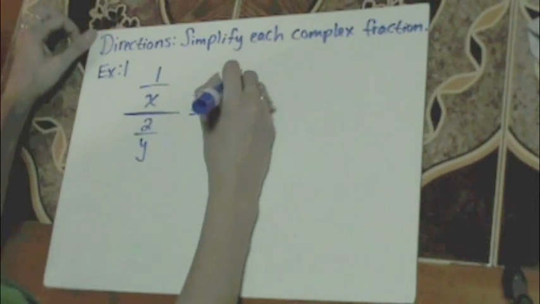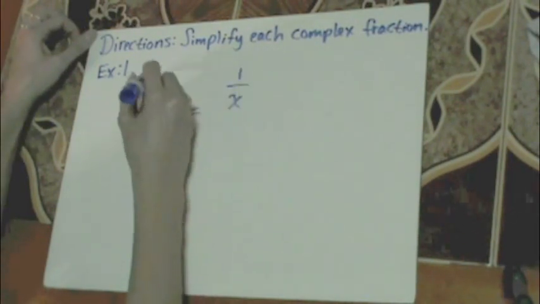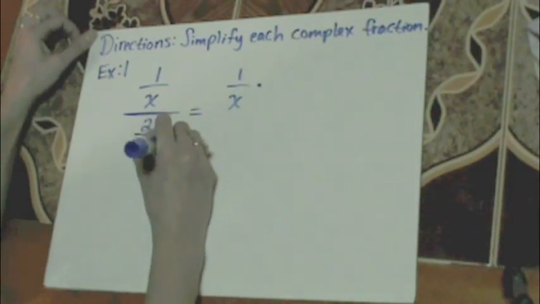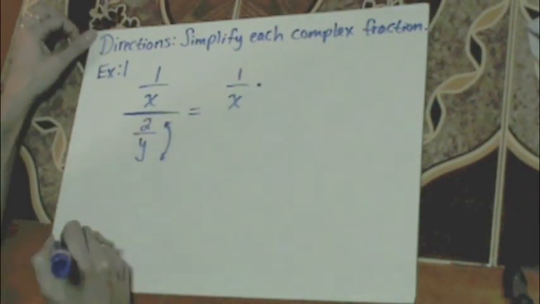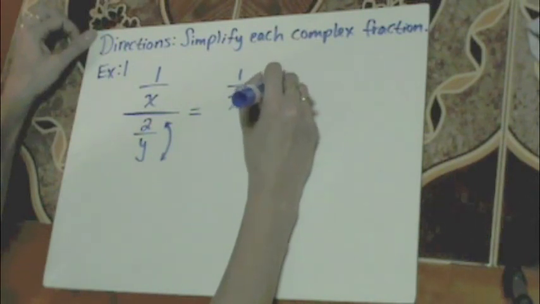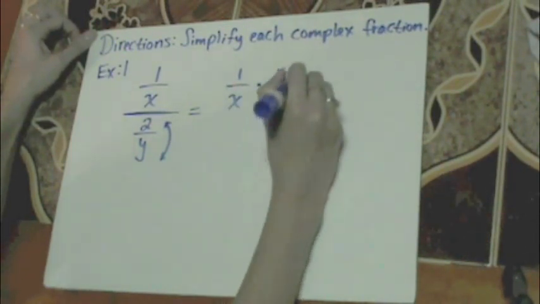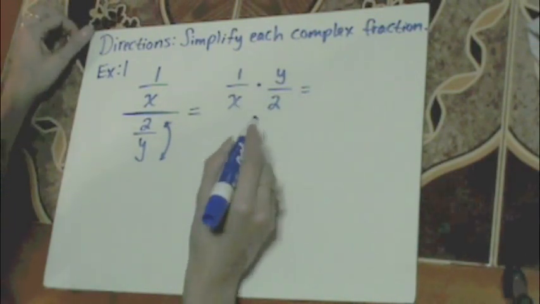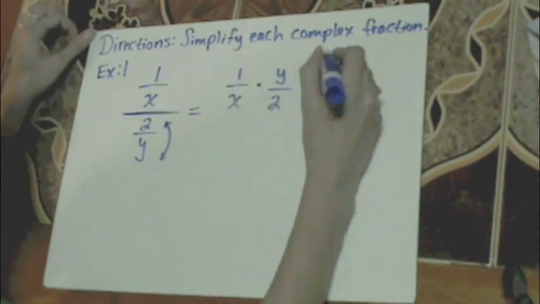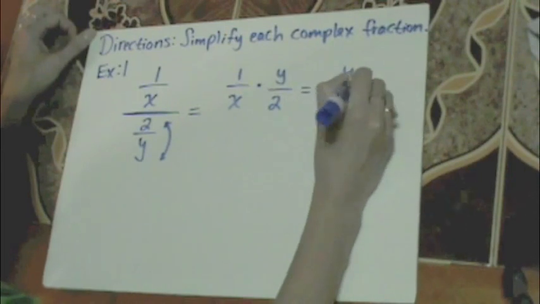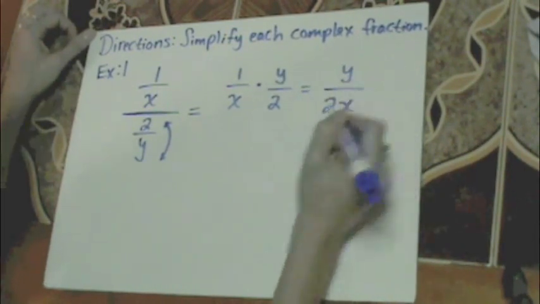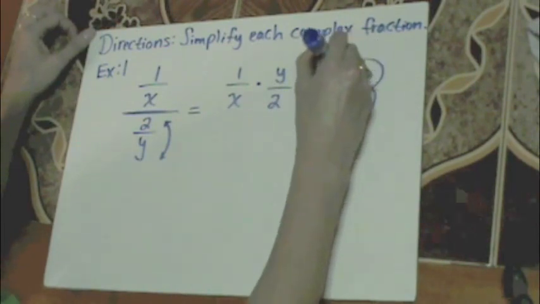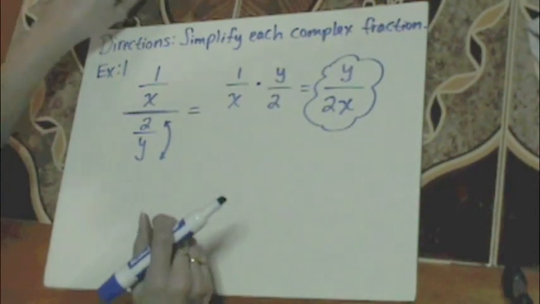So then we've got 1 over x, this remains the same, okay, times, and then I'm going to flip this second fraction. So then that's going to be y over 2. And then we're just going to see if anything can cancel. Can't, so we're going to multiply. So we got y divided by 2x. And that is our answer right there.